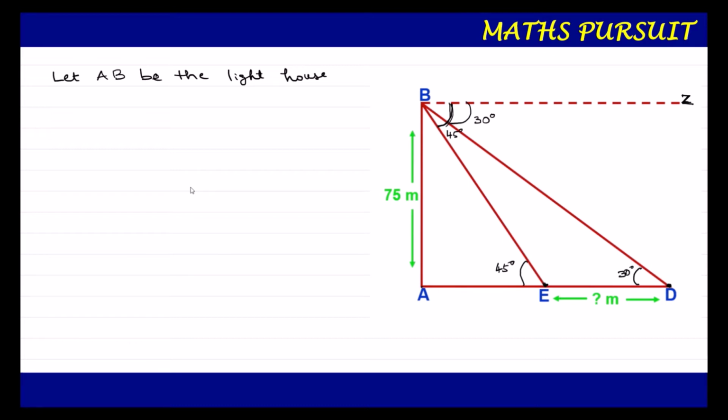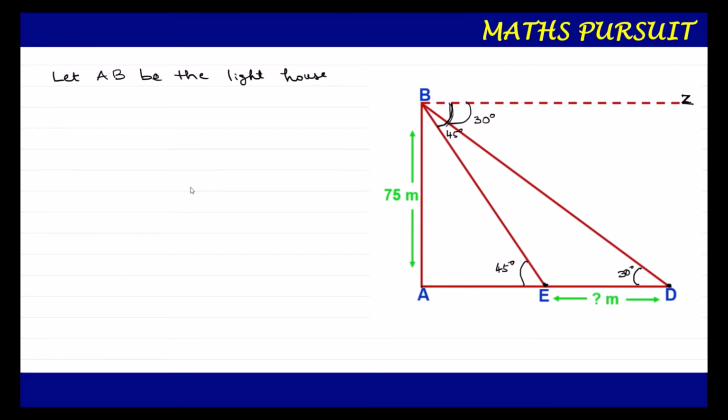So let us understand here that angle ADB forms 30 degrees and angle AEB forms 45 degrees as per the question. Now the question says that one ship is exactly behind the other on the same side of the lighthouse. So if AB is the lighthouse, and these are the two ships, the question asks us to find the distance between the two ships. That means we need to find the distance between E and D. This is what is being asked in the question.